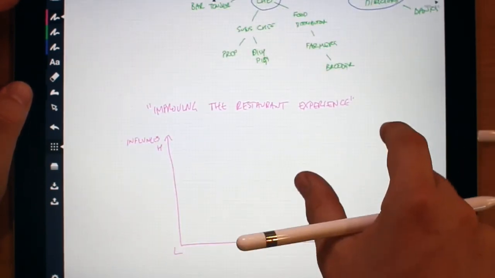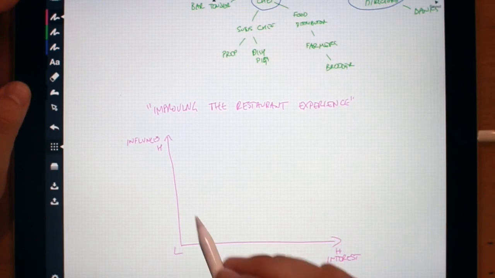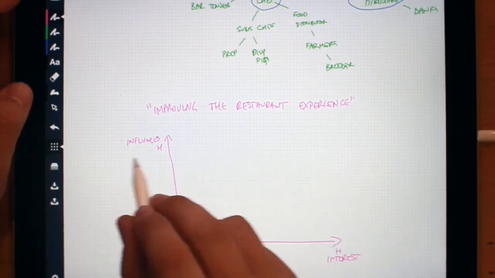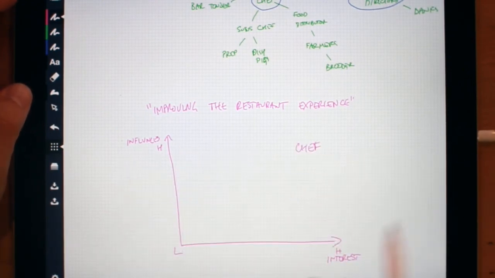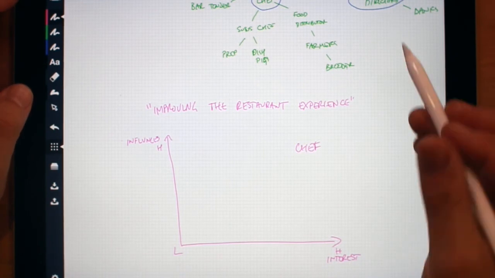So you might pick up your chef and decide that they might have a high influence on the menu and a high interest because they're wanting to make their restaurant really good and wanting to get more customers.